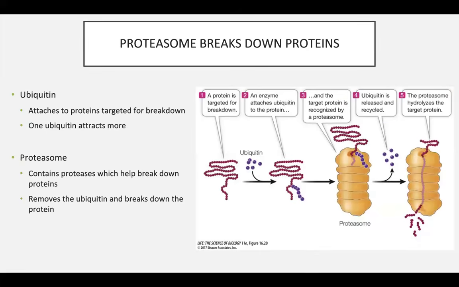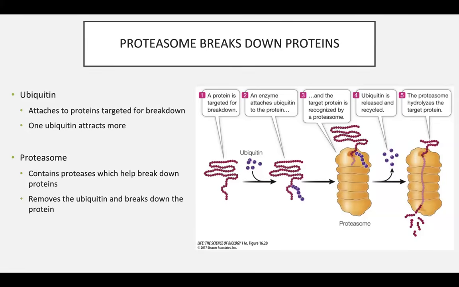Last slide: proteasomes break down proteins. So what happens? You have a protein that's targeted for breakdown, and an enzyme comes in that attaches ubiquitin to the protein. What is ubiquitin? Ubiquitin is a sequence that allows proteasomes to come in and recognize the protein. So it's sort of like a recognition tag. Ubiquitin attaches to a target protein.